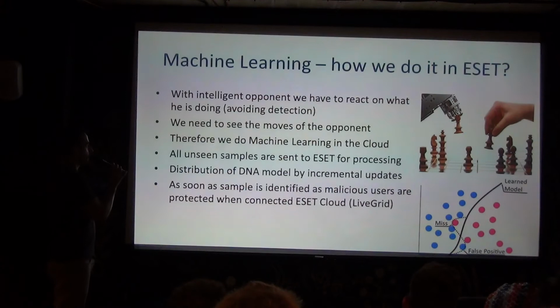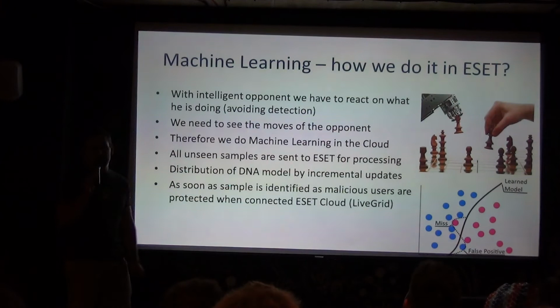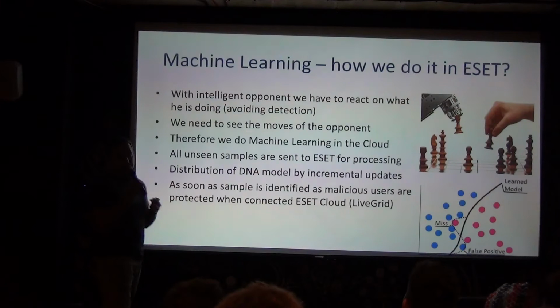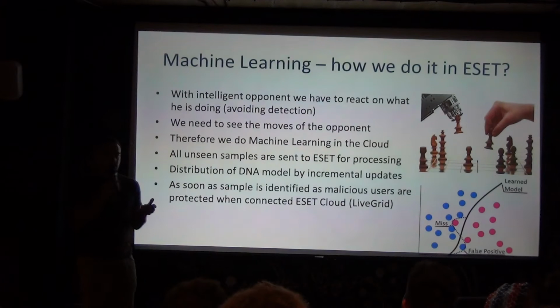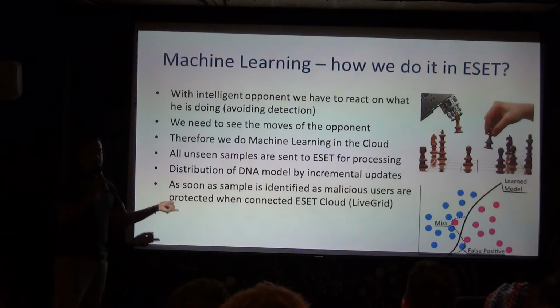Okay, so how do we do machine learning at ESET? We have this intelligent opponent, and we have to see what he's doing, because he has access to our software, and he can play with it until some sample is not detected, right? So we must see what he's playing. That's why we send all the unseen samples from all the endpoints in the world to ESET.